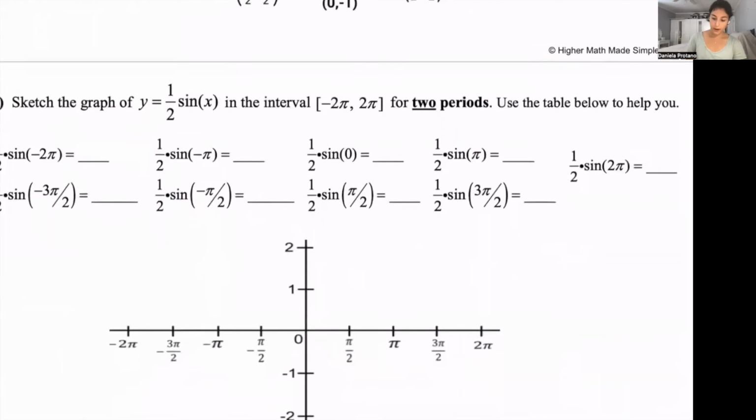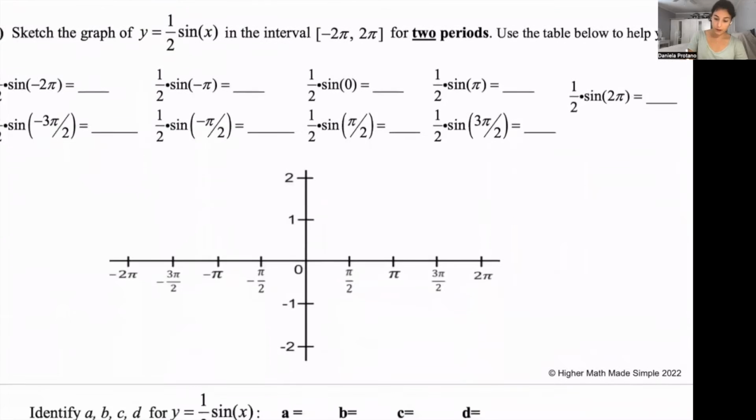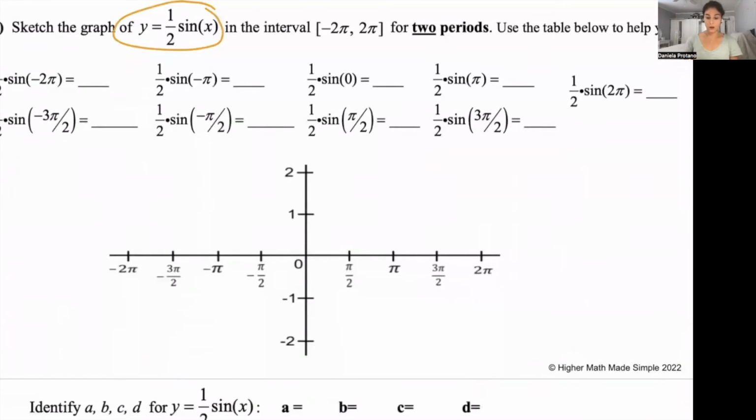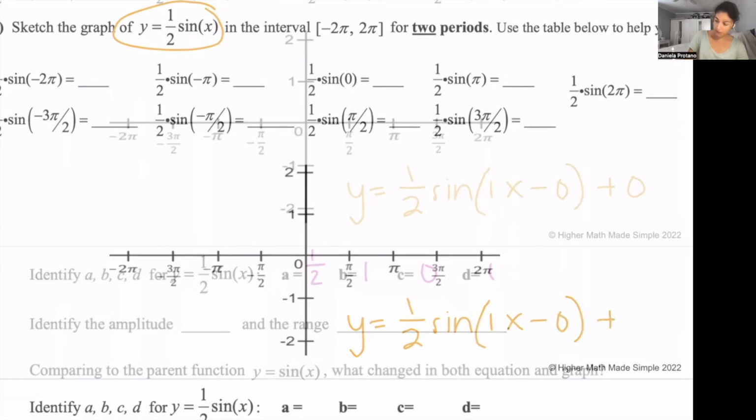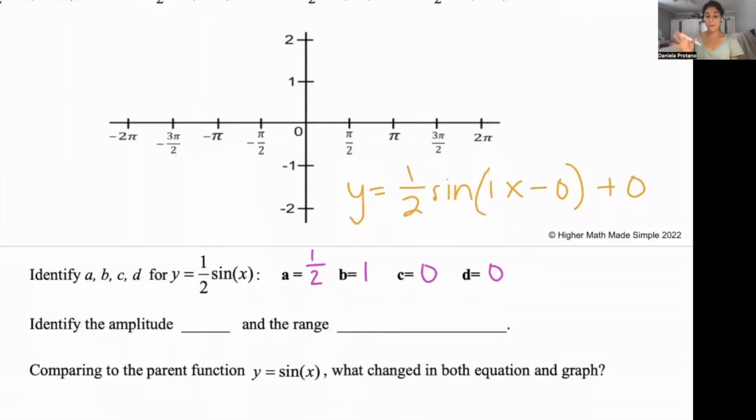So let's take a look at, for example, if we write this in another way, right? This is the same thing as y equals 1/2 times sine of 1 times x minus 0 plus 0. So nothing has changed except the a value, except now the absolute value of a, or the amplitude, is going to be a number between 0 and 1. Notice 1/2 is between 0 and 1.